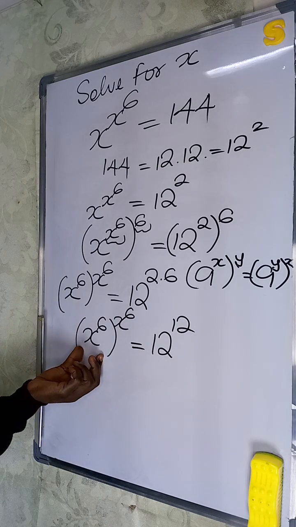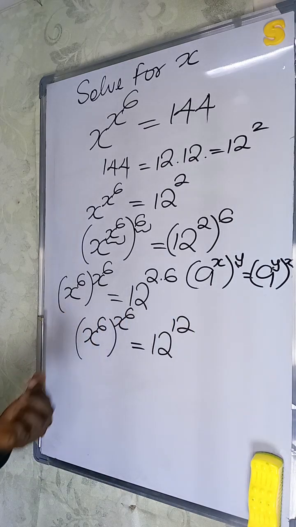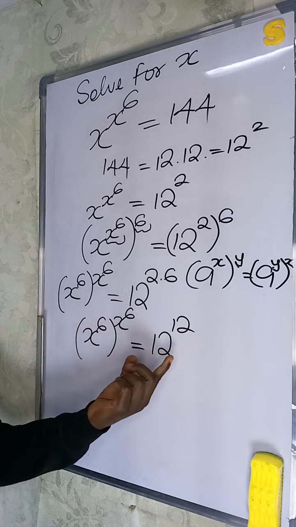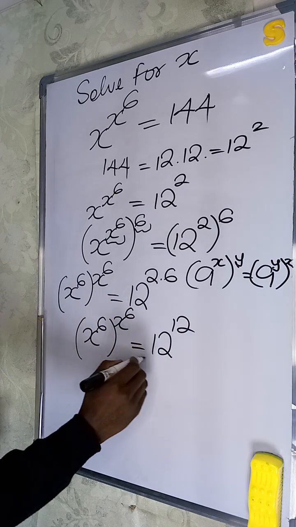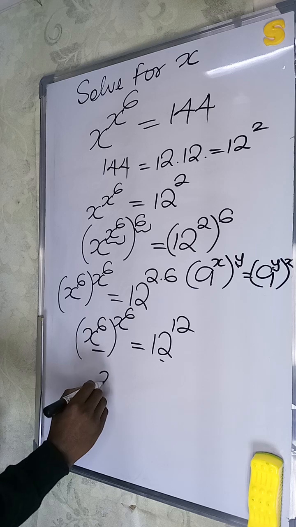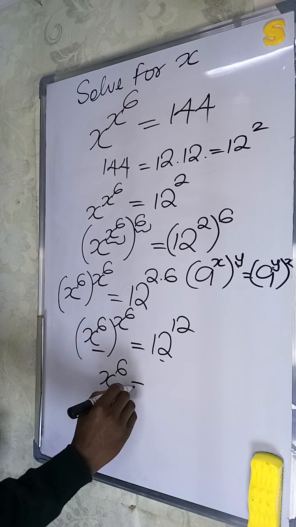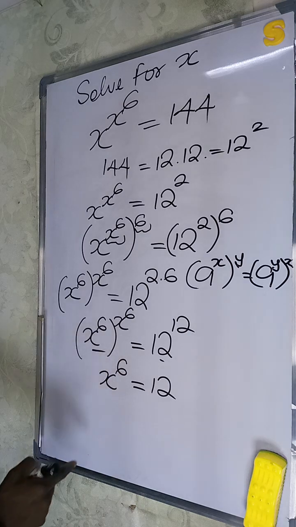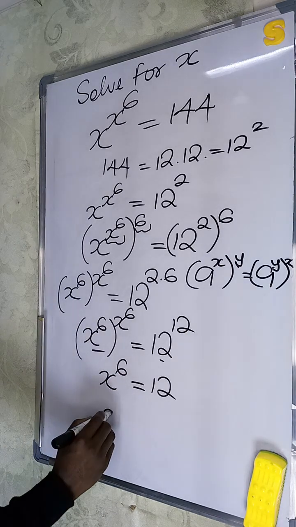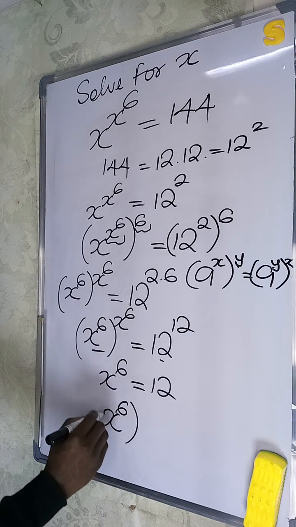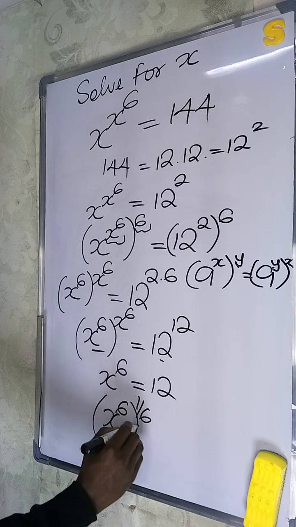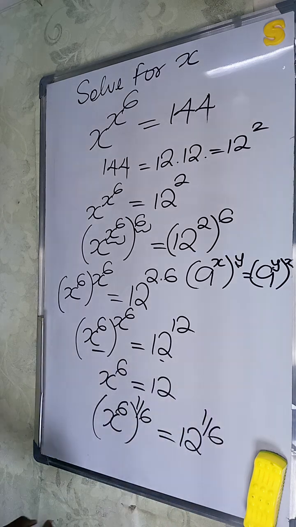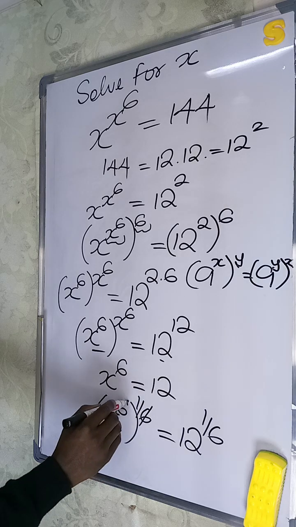Now let's compare the base and the roots, because we see the powers are both equal to the root. So we'll take 1, and if we take 1, we'll have x to the power of 6 equal to 12. So to solve this, let's multiply both sides by 1 divided by 6. So we'll have x to the power of 6 multiplied by 1 divided by 6 equal to 12 multiplied by 1 divided by 6. This 6 is going to clear this.